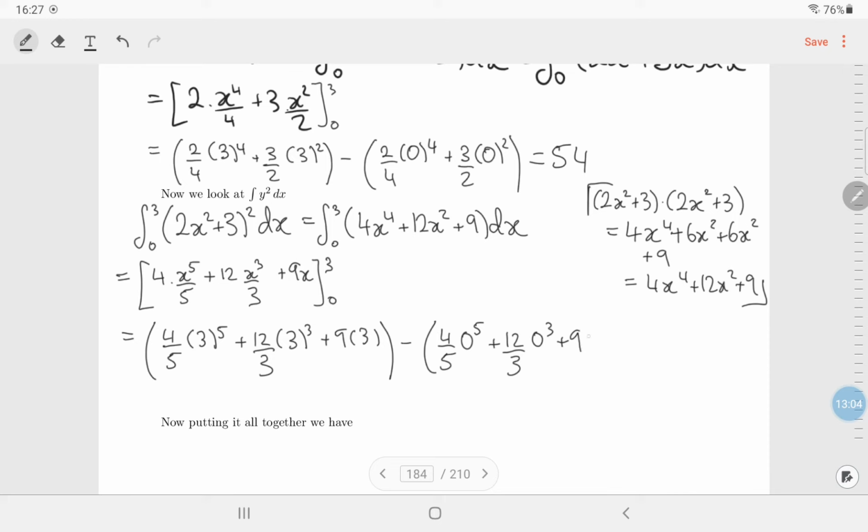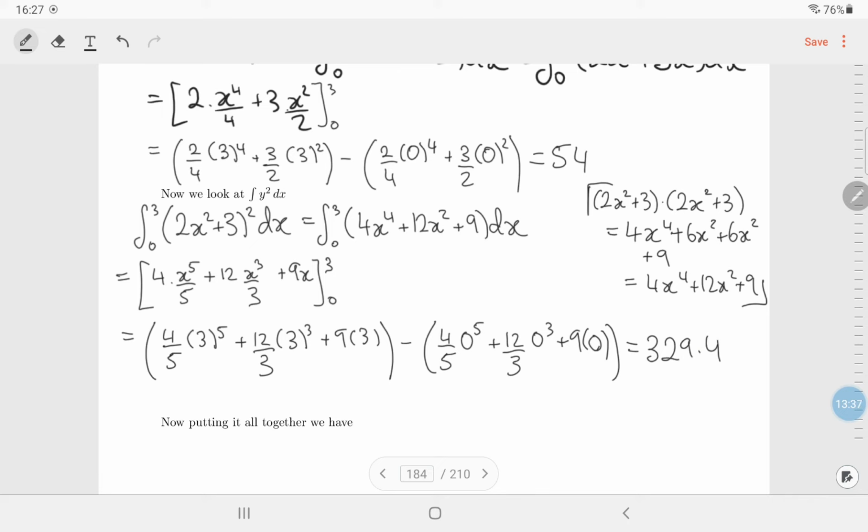Now you might say, why did I bother putting in all those zeros? Because I have seen some people make mistakes assuming that if you have to substitute in 0 you get out 0. That's not always true. If you're dealing with cos or exponential, e to the 0 is equal to 1, cos of 0 is equal to 1. What does this come out as? So 4/5 times 3 to the 5 plus 12/3, which is 4, times 3 cubed, which is 27, plus 27. I'm getting 329.4.